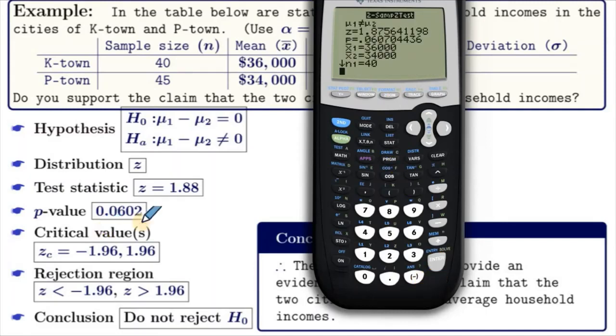Now, if you compare the values that we got earlier for test statistic and p-value with what we just got using the calculator, they match to a few decimal places.